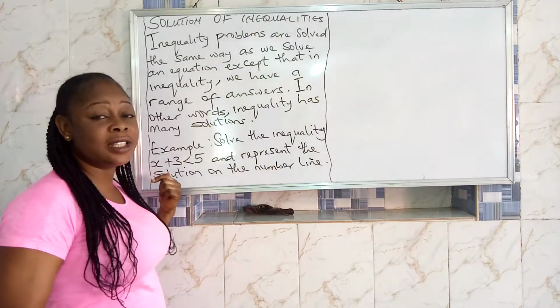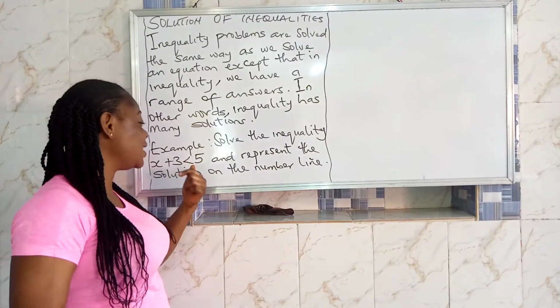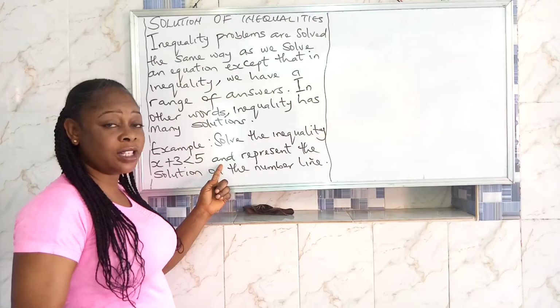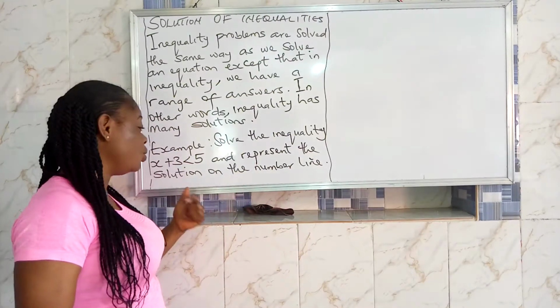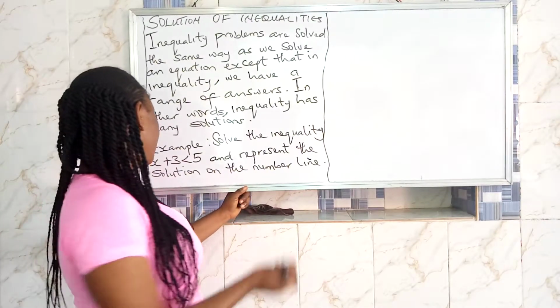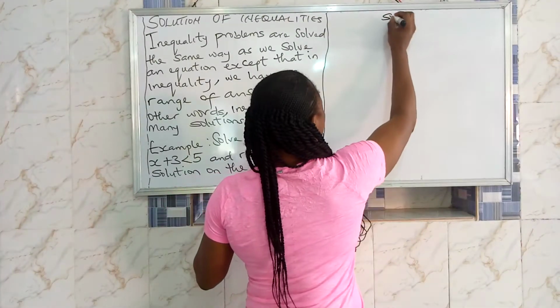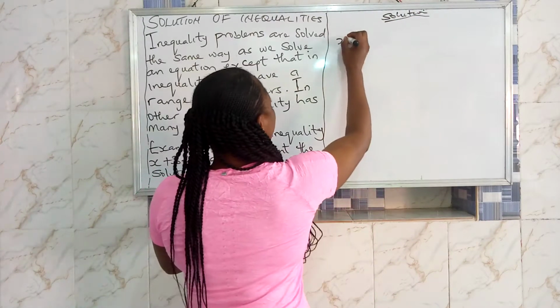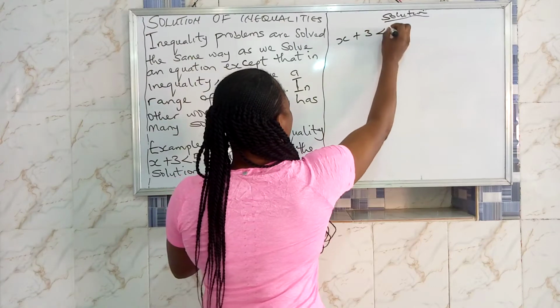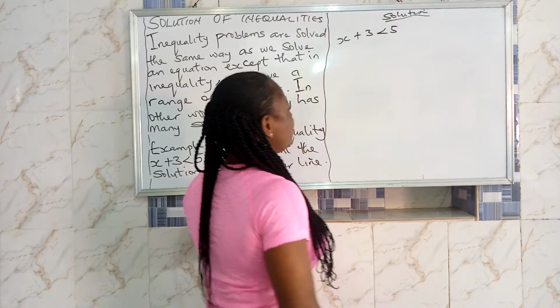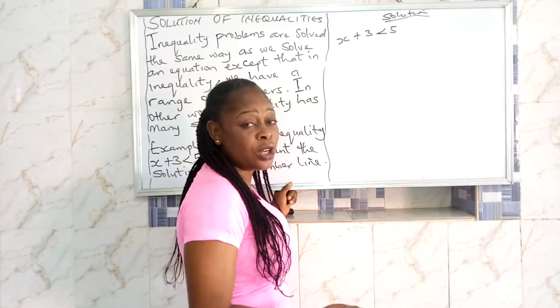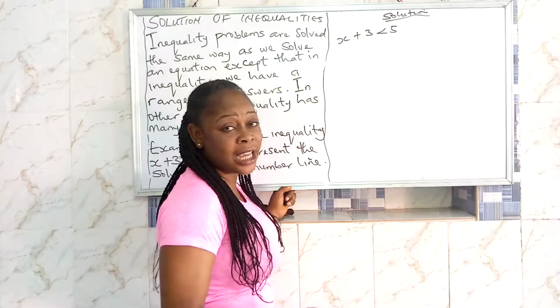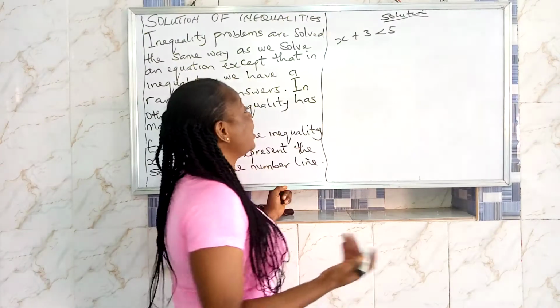So now look at the first question here. Solve the inequality x plus 3 is less than 5, and the question says to represent the solution on the number line. So let's solve this together. Solution. The question is x plus 3 is less than 5. If I want to solve this, I can use my balance method or I can collect like terms. Either of the two, your answer is correct.